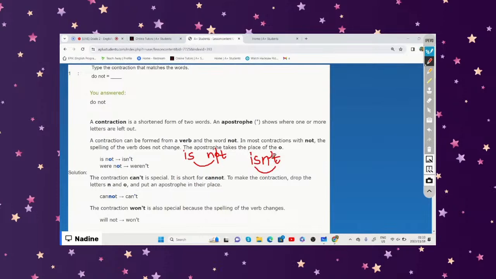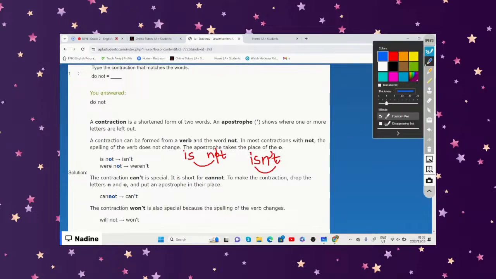Imagine that the O is there, but it's not there because we removed it and added the apostrophe in its place. So is not is like putting those two words together, but we remove the O and we put the apostrophe in its place.